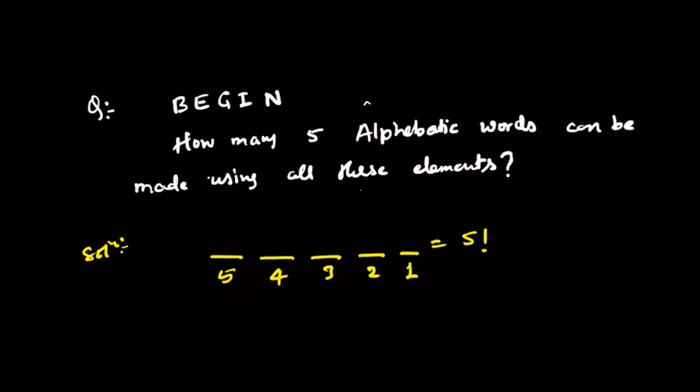And we already knew that the answer would be 5 factorial because 5 different alphabets are there and they have to be arranged in a line. So there will be 5 factorial ways. Whenever we get words that can be made using all these elements, that simply means on a straight line, how can I arrange them? BEGIN. Are you getting it?